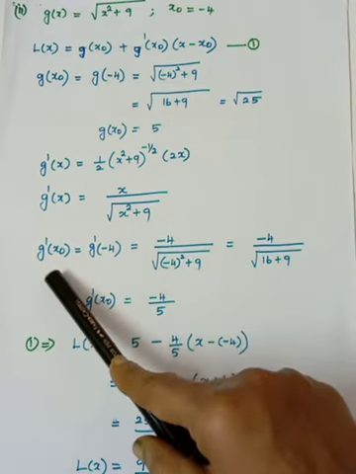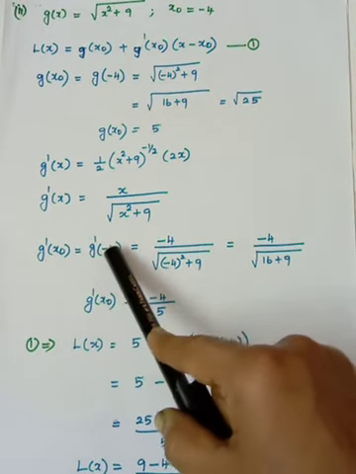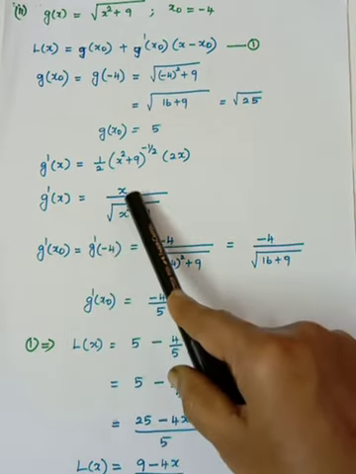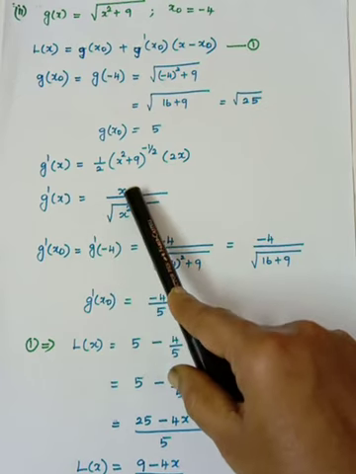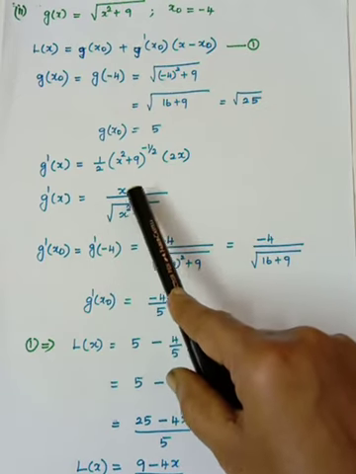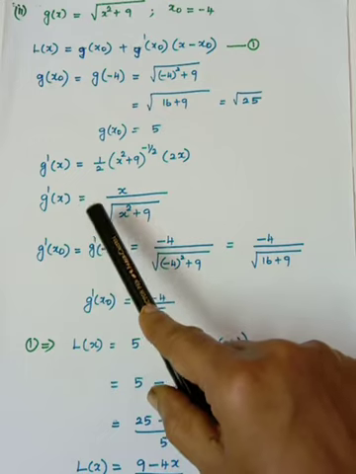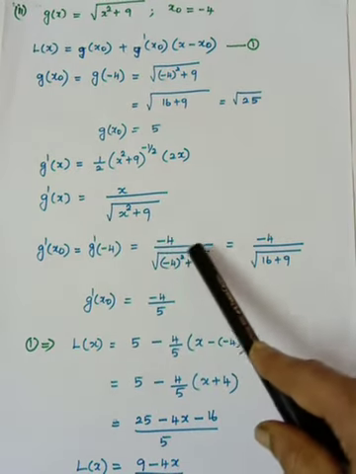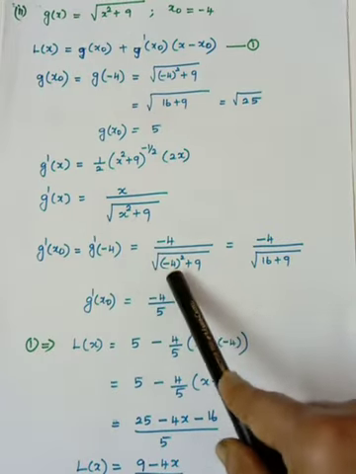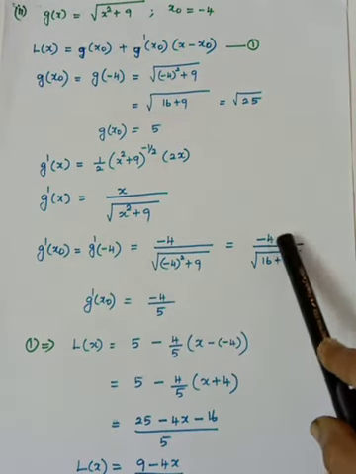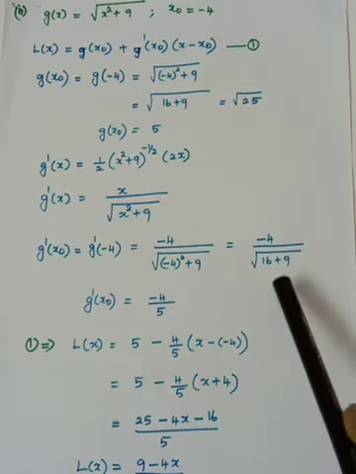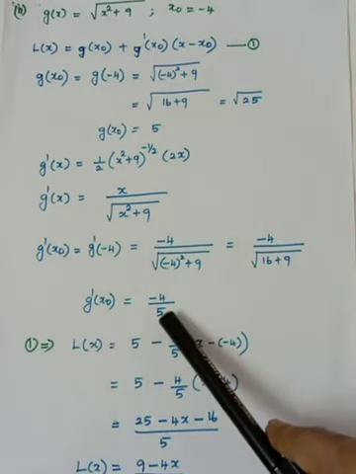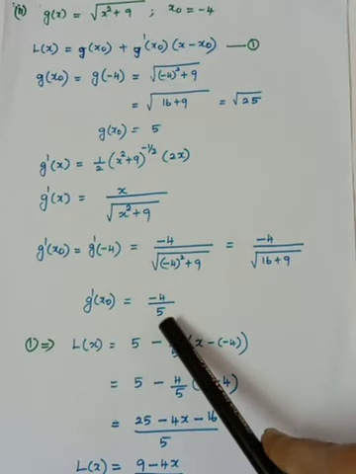Now what is needed? g dash of x naught. What is your x naught? Minus 4. So we substitute x as minus 4 in g dash of x. So minus 4 divided by square root of minus 4 the whole square plus 9. So it is minus 4 divided by square root of 16 plus 9, which is square root of 25. When you take the square root, it is 5.